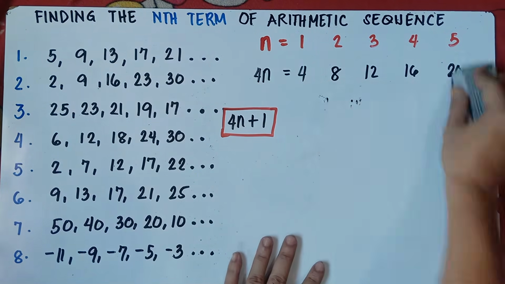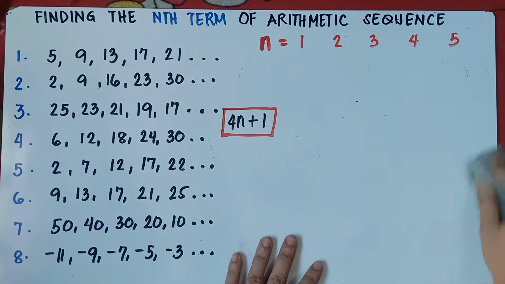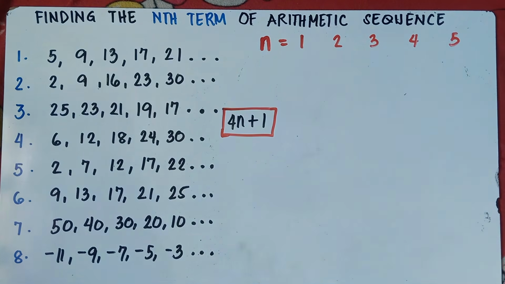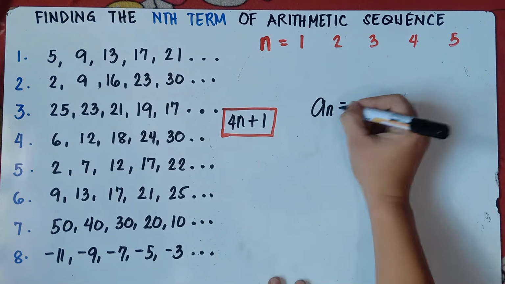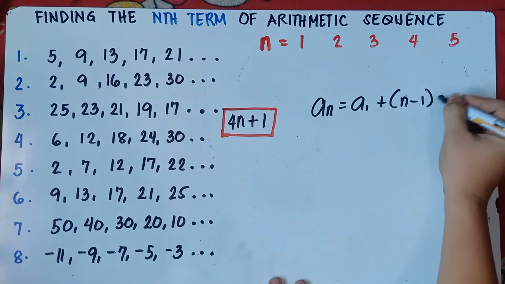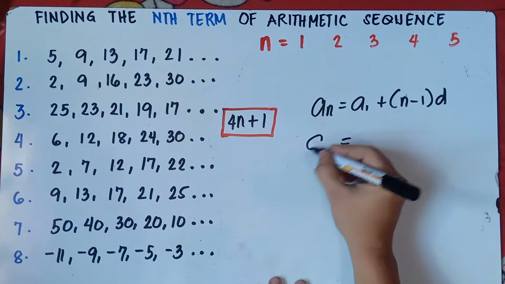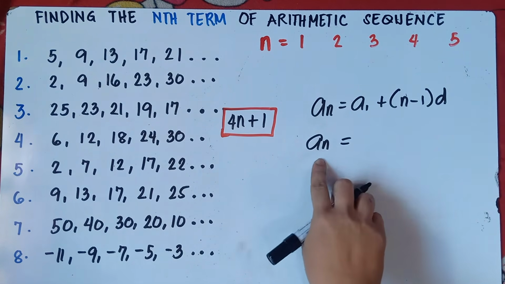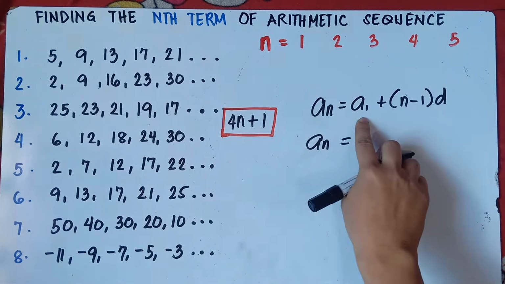Alright, so let's try to use the arithmetic sequence formula. The formula is a sub n equals the first term plus n minus 1 times the common difference. We are looking for the general term. The first term is 5.